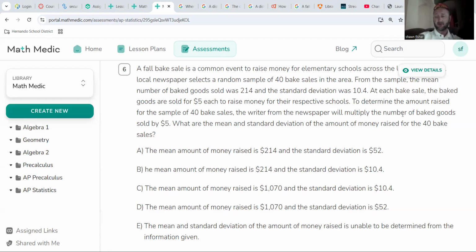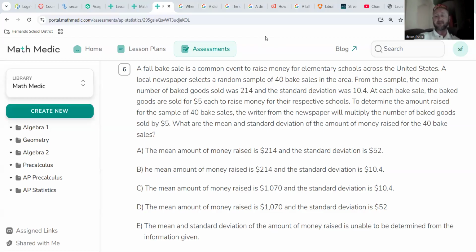All right, so here we go, number 6. Bake sale, a common event to raise money for elementary schools. A local newspaper selects a random sample of 40 bake sales in the area. From the sample, the mean number of baked goods sold was 214, standard deviation, give or take, 10.4. At each bake sale, the baked goods are sold for $5. That doesn't change. Okay. Determine the amount raised for the sample of 40.